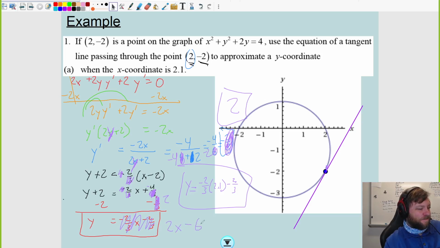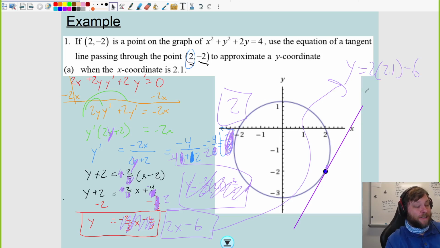And now I get 2x minus 6. Oh, that's a lot easier. And then I'm too lazy to simplify. So your y could be 2 times 2.1 minus 6. That's way easier to deal with. So 4.2 minus 6 is negative 1.8. Yeah, good call. There you go. Oops, my bad.